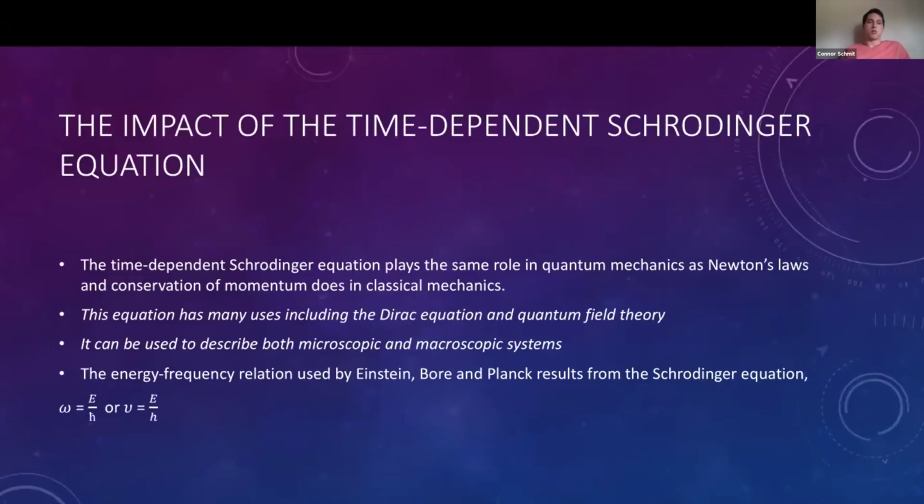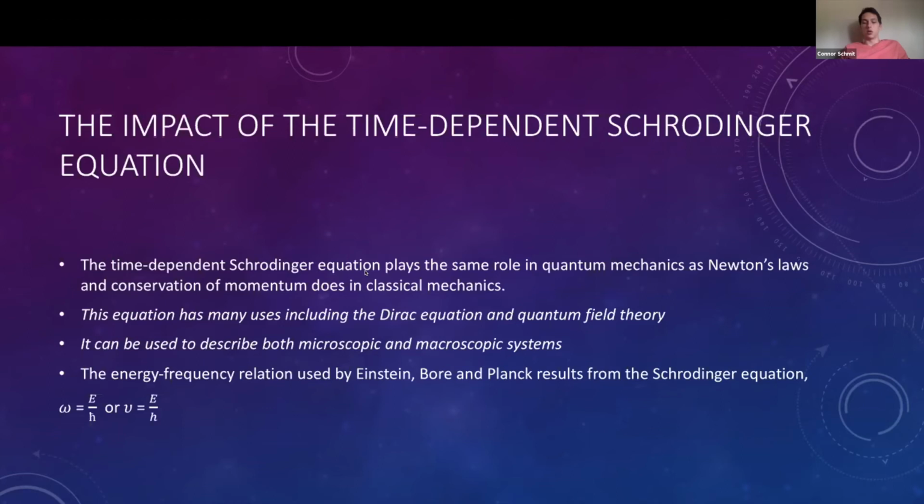And so, the impact of the time-dependent Schrodinger equation. The Schrodinger equation was revolutionary for quantum mechanics and really boosted the development of the field. It plays the same role as Newton's laws and the conservation of momentum do in classical mechanics. It does that in quantum mechanics.